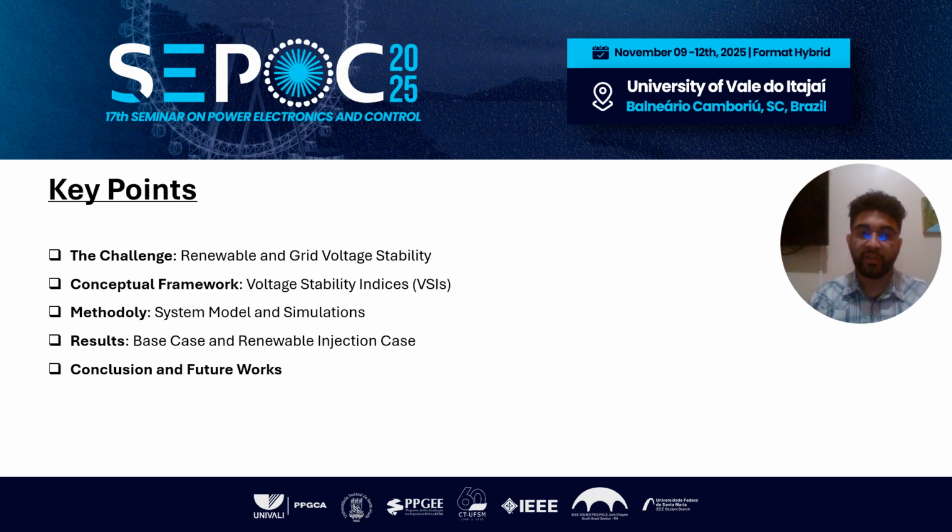Our route to present our analysis will be focused on the following key points: the challenge of renewable and grid voltage stability, just providing a quick insight of the challenges and difficulties of the modern power system; the concept of framework, the voltage stability indices, the VSIs, a brief explanation of what they are and a specific VSI used for this work; the methodology, the system model and simulations; the results, the base case and renewable injection case, a comparison between the cases and interesting points to analyze; and the conclusion and future work for this paper.